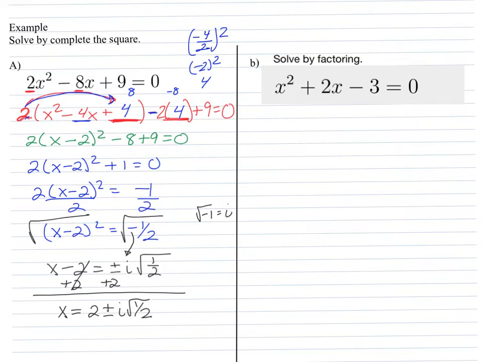Since we are in pre-cal, we don't like to have something that looks like this. We like to rationalize it. So we're not going to have a square root on the bottom. What I mean by that is this square root of 1 over 2 is the same thing as square root of 1 over square root of 2. I don't want to have a square root on the bottom. So I'm going to multiply top and bottom by square root of 2, and I'm going to get square root of 2 over 2. So my actual final answer, to make it nice and pretty, is going to be i square root of 2 over 2.